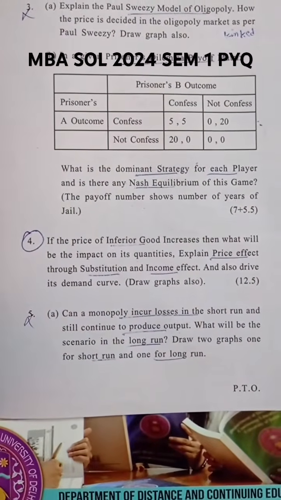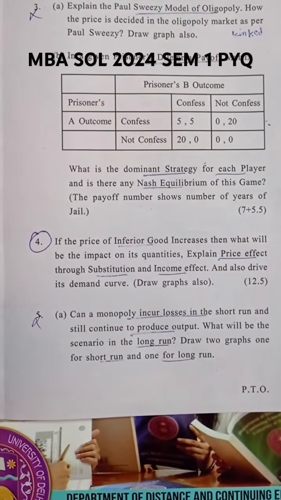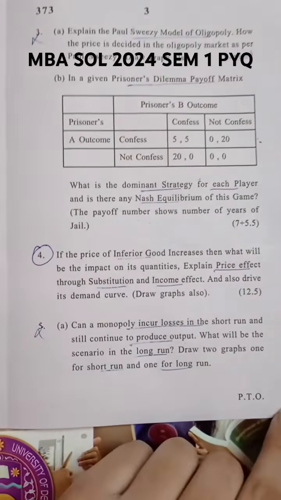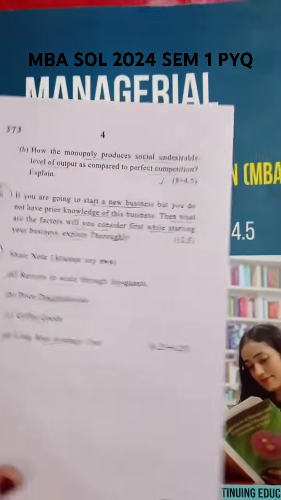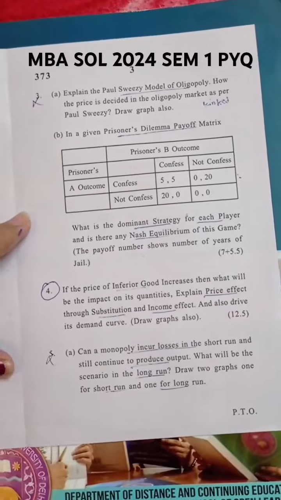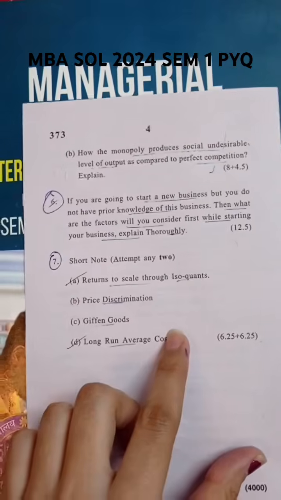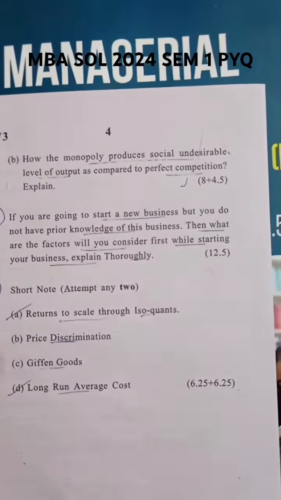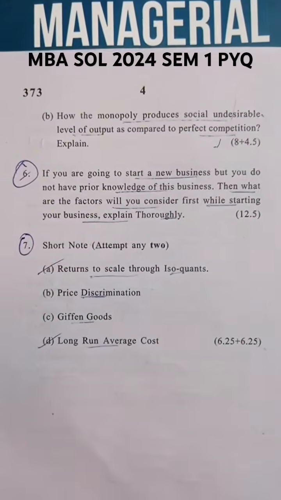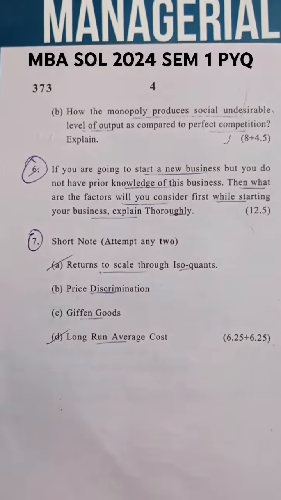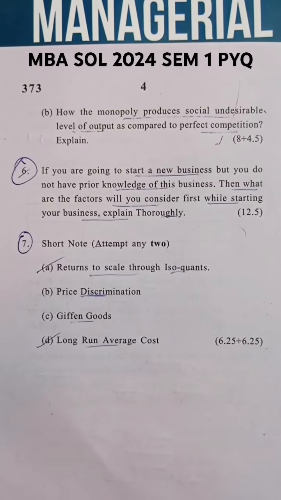In the fifth question, here is a question from the monopoly chapter. Can a monopoly incur losses in the short run and still produce output? So you have to draw the diagram in the long run and short run, and you have to answer that. Monopoly does not incur losses in the short run. Monopoly is a market which is dominant and there is no other market player, so they do not incur any type of losses in the short run and even in the long run. The B part, how the monopoly produces a socially undesirable level of output as compared to perfect competition. You have to answer this.